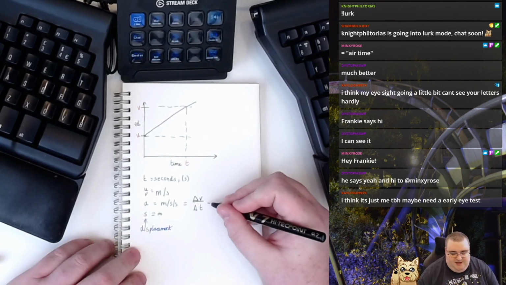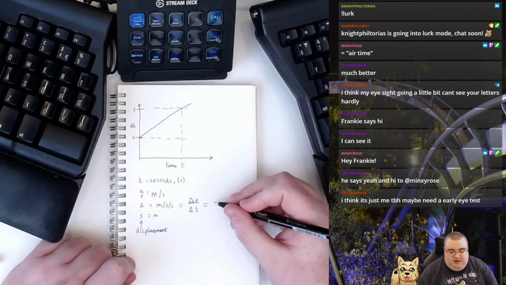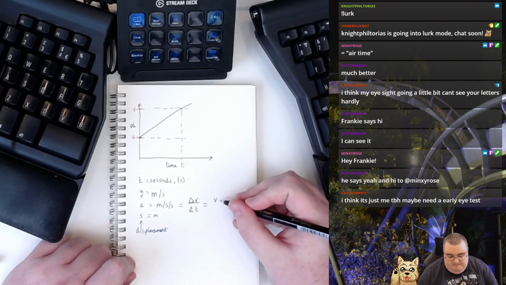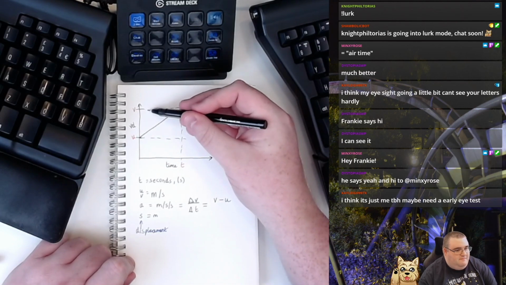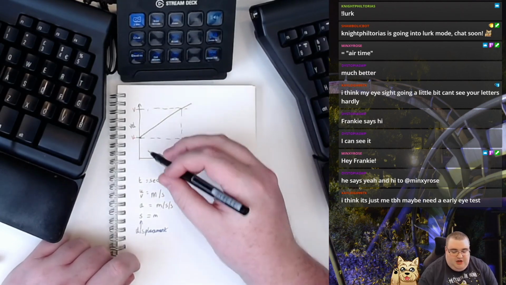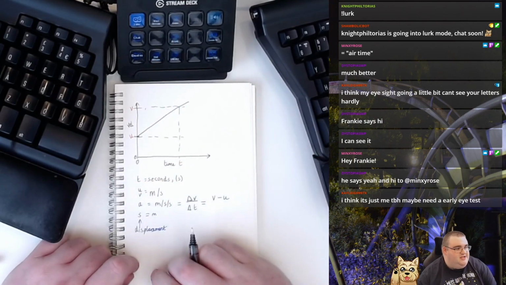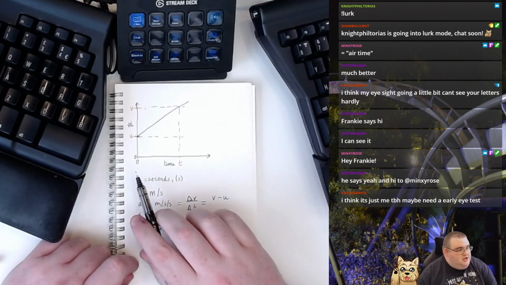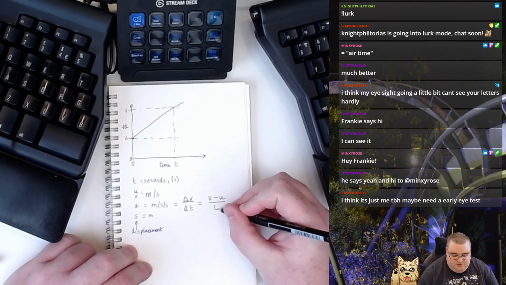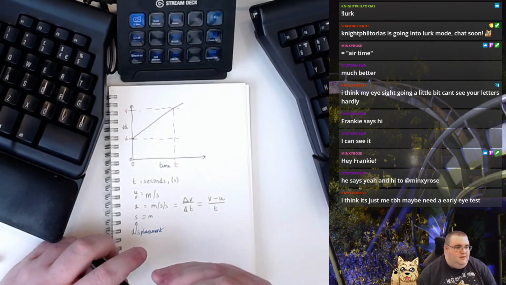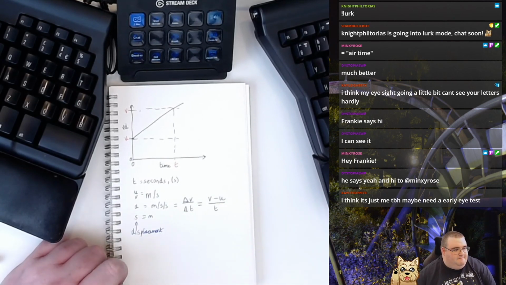So let's work out what that means in terms of our graph. Well, change in velocity is going to be v take u, because we're going from down there to there. And then change in time? Well, assuming that's 0, which, let's be sensible, that is going to be 0, change in time is just t minus 0, or let's call it t. So that's your acceleration. We have a formula.